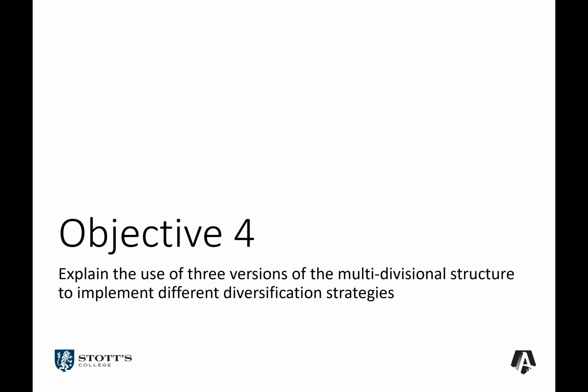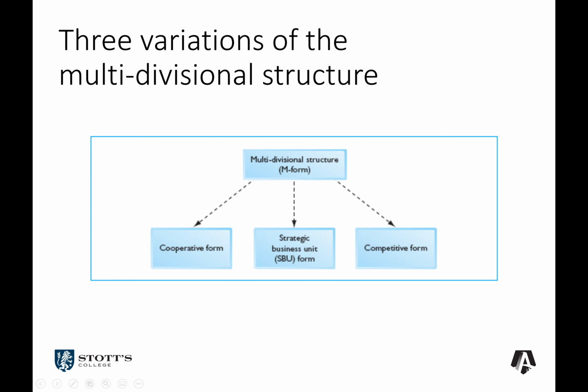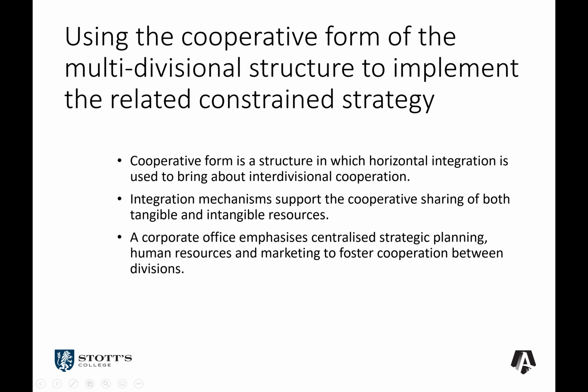In this part we're going to look at the three versions of multi-divisional structure and how they relate to the different diversification strategies. So we're linking it to corporate strategy and the three types of diversification we discussed in the week on corporate strategy. Three forms of multi-divisional structure are the cooperative form, the strategic business unit form, and the competitive form. Competitive form is sometimes known as the holding company form.